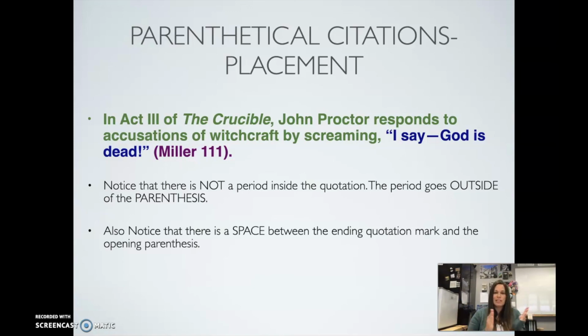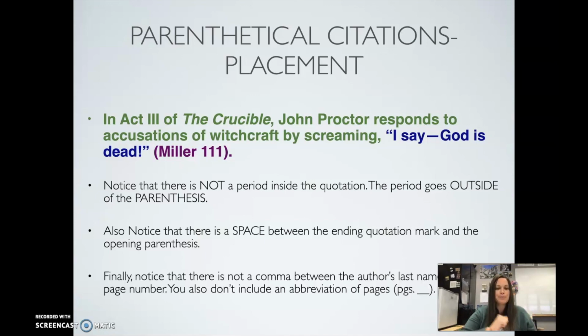Some of you guys forget the space and it looks really jumbled and mixed together, so please remember the space there. Finally, notice that there is not a comma between the author's last name and the page number. You also don't include an abbreviation of pages. Like it doesn't say Miller pages 111 or Miller, 111. It's just Miller 111. And that's all.